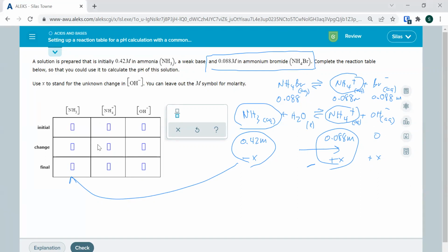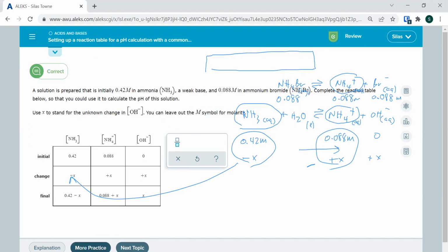So I'm going to start with 0.42 molar here. Here I have 0.088, and here I have 0. So I'm going to minus x, I'm going to plus x, and then I have 0.42 minus x, 0.088 plus x, and just an x here. So that should be my table.